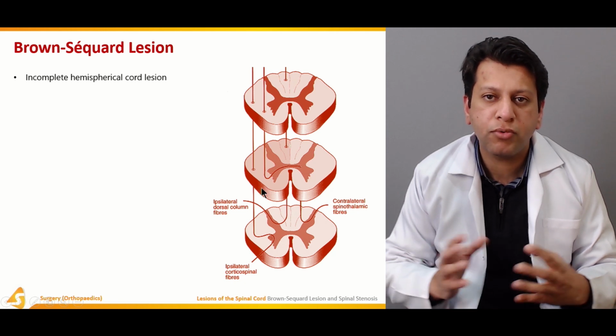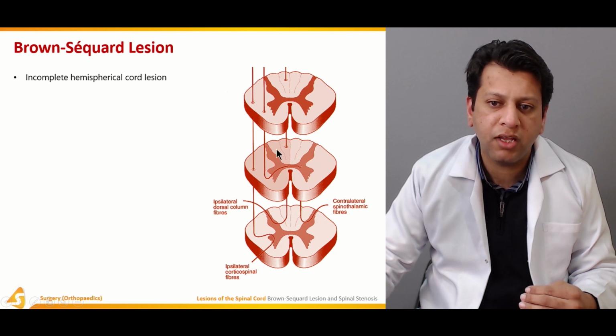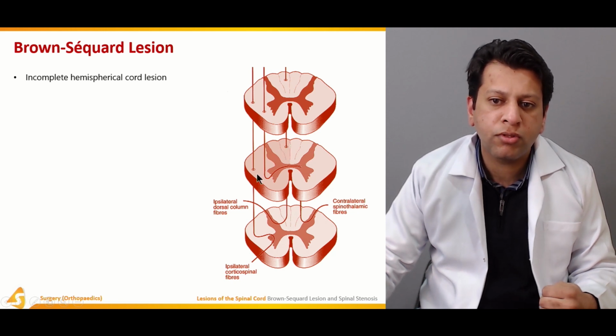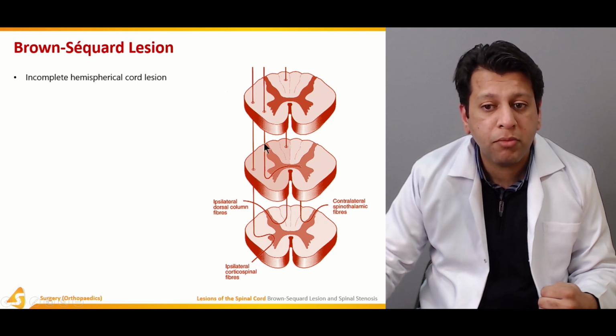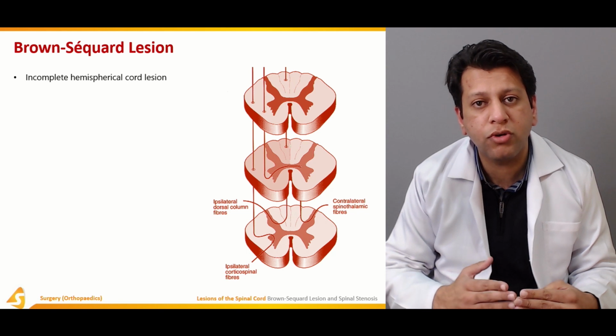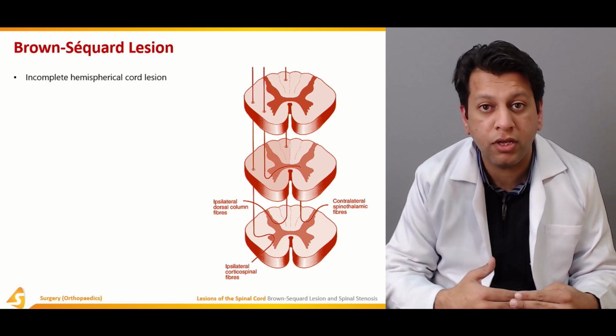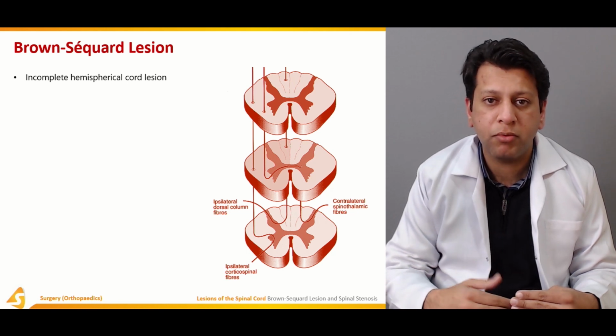But the problem is that if this side, let's suppose this whole side, is damaged, then although on this side the damage would be to the corticospinal tract and dorsal column tract of the same side, as you can appreciate, the spinothalamic tract, which contains temperature and pain sensations, is actually coming from the other side of the body. Therefore, the pain and temperature of the contralateral limb would be affected.